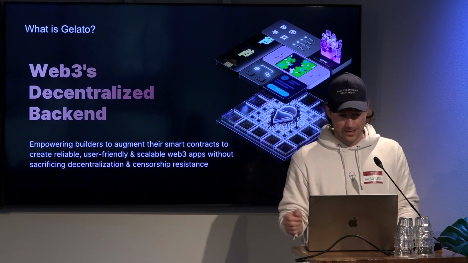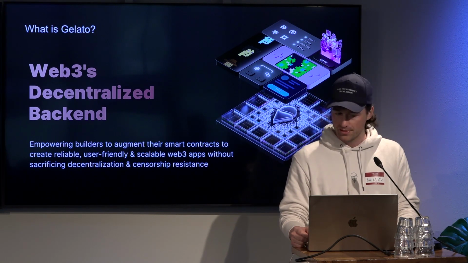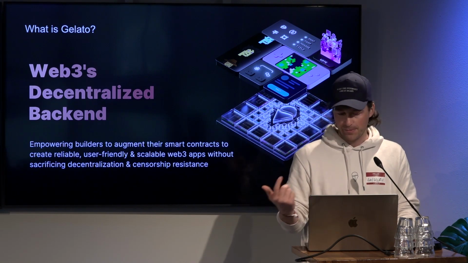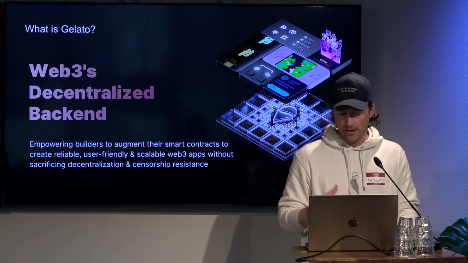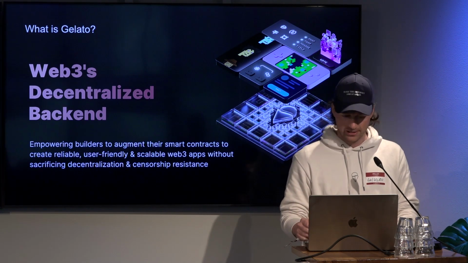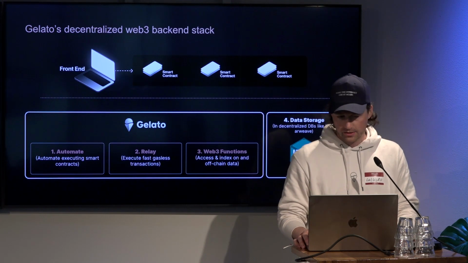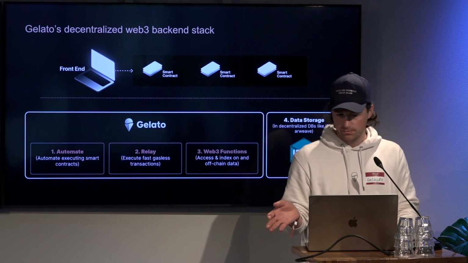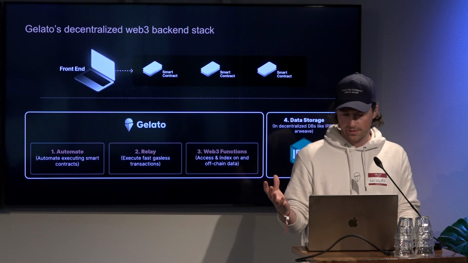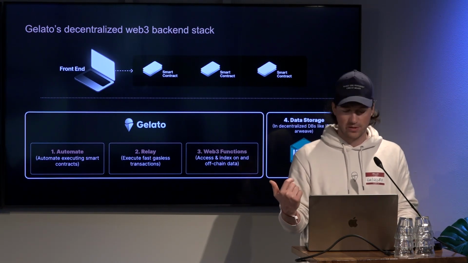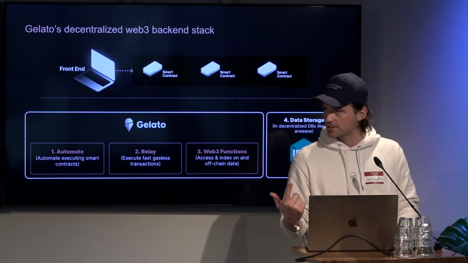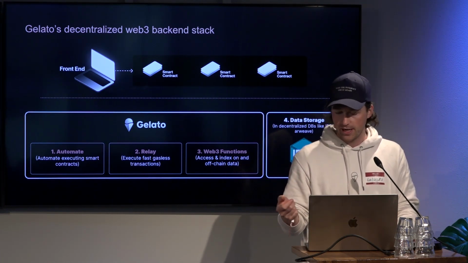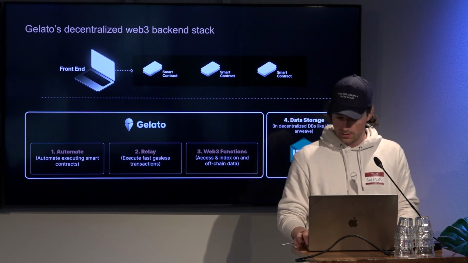So, quick background about Gelato. Gelato is Web3's decentralized backend. And we're basically empowering builders and developers to augment their smart contracts to build much more scalable and user-friendly Web3 applications. Gelato is a decentralized stack that currently has in its suite of products smart contract automation, transaction relaying for gasless transactions, and Web3 functions for access and indexing of off-chain data.